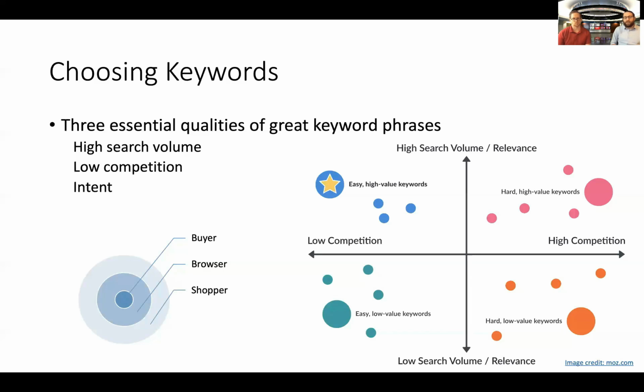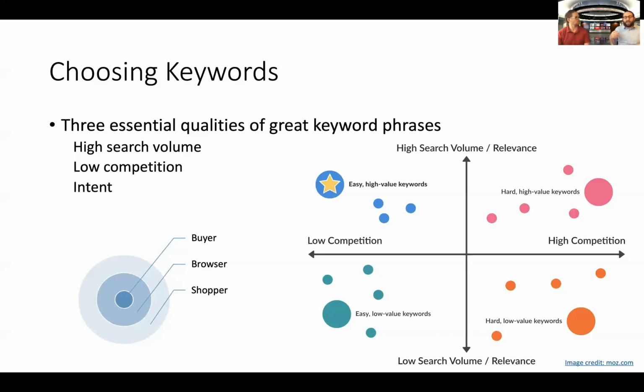Now let's move on to intent. So now we've got keywords and we're determining: do a lot of people search for them? Are they difficult or easy to rank for? But the third aspect that you need to look at right now is the types of keywords that you're looking at. Different keywords apply to different stages of the buying cycle.